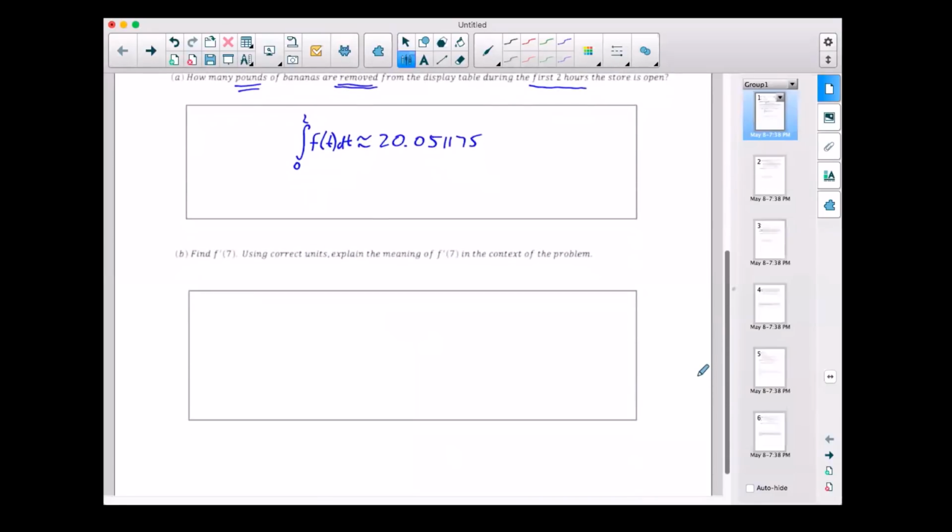And now let's go to part B. Part B says find f prime of 7. So it's asking us to take the derivative of f. Remember, we already have an equation for f, right? I've got my f equation stored in my y2. And it wants us to differentiate it. Even though you're so used to taking derivatives, don't forget you have a calculator on this, so you don't have to take any derivatives or integrals by hand on the calculator section.